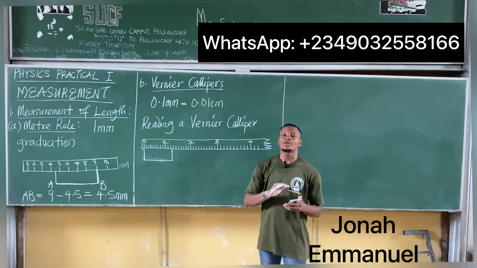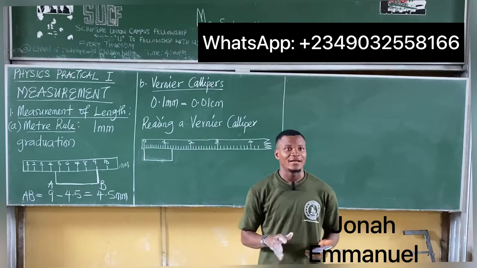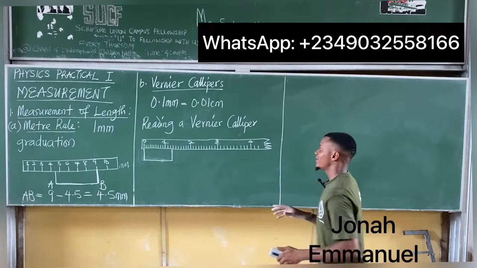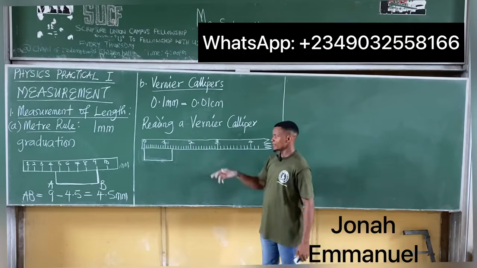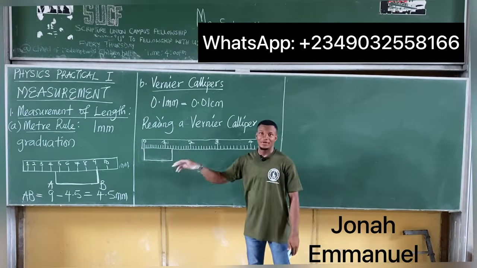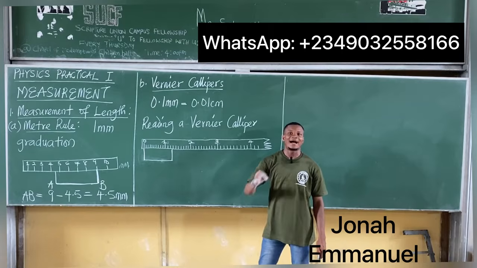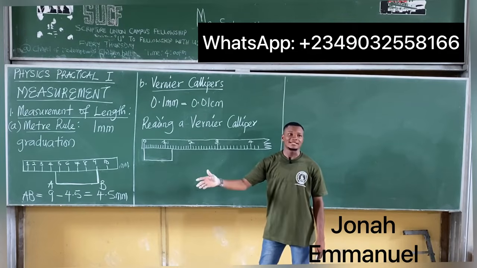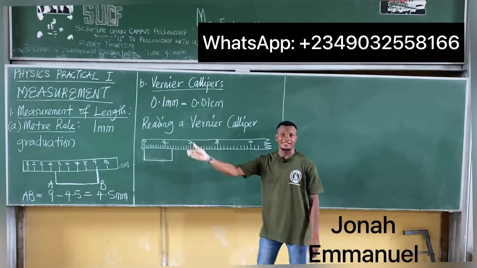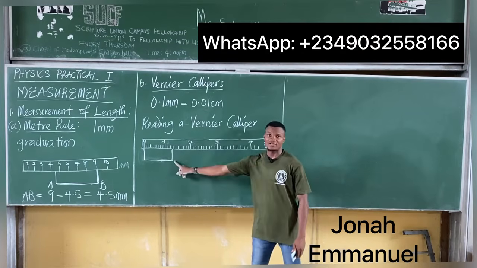Listen, how do you easily read off a vernier caliper? We said vernier caliper has two scales, the main scale and the vernier scale. By the way, that's a past question. The two scales of a vernier caliper are dash and dash scale. The answer is main scale and vernier scale. Here's your main scale, here's your vernier scale.